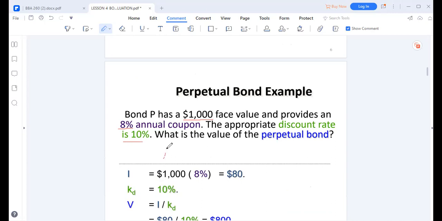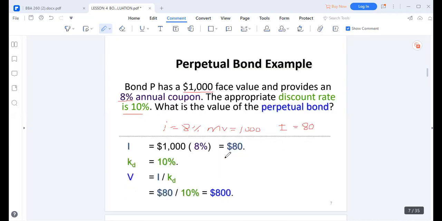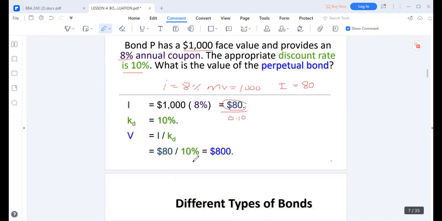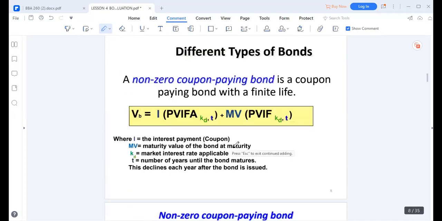So the job of the coupon rate is just to calculate capital I. So small i is 8%. The maturity value or the face value is 1,000. So capital I is 8% of 1,000, which is 80. So that is where the job of the coupon interest rate ends, to find our capital I. Then our discount rate, we divide this one by 0.10 or 10%. So it becomes a perpetual bond, which is $800. Most rarely are such questions asked, but just for you to know.